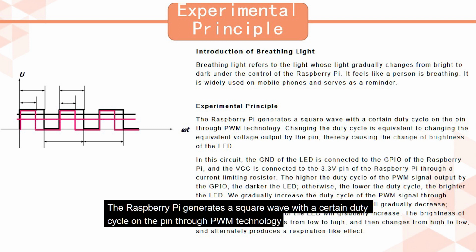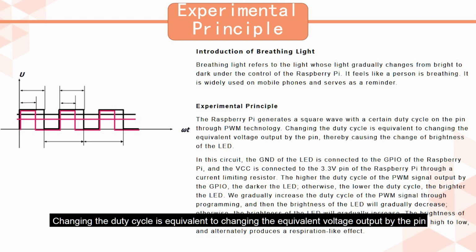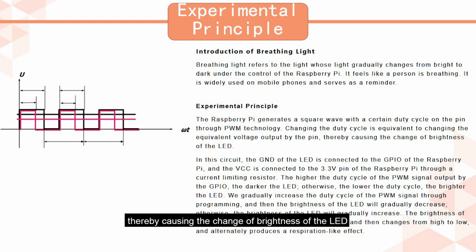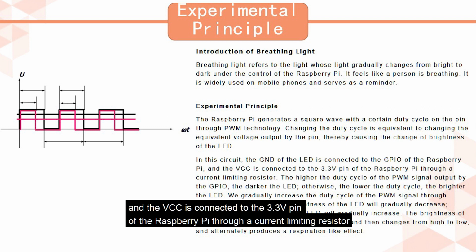The Raspberry Pi generates a square wave with a certain duty cycle on the pin through PWM technology. Changing the duty cycle is equivalent to changing the equivalent voltage output by the pin, thereby causing the change of brightness of the LED. In this circuit, the GND of the LED is connected to the GPIO of the Raspberry Pi, and the VCC is connected to the 3.3 volt pin of the Raspberry Pi through a current limiting resistor.